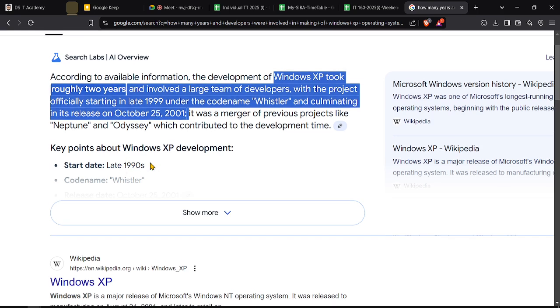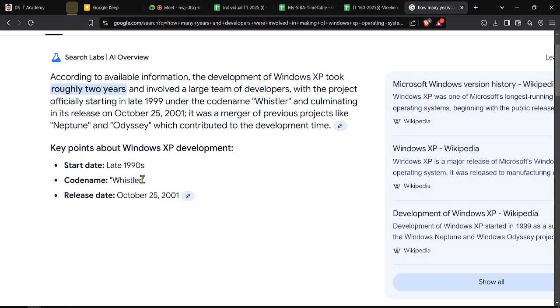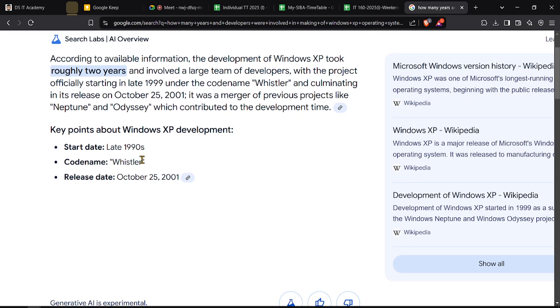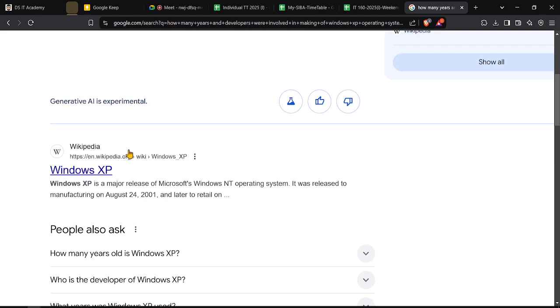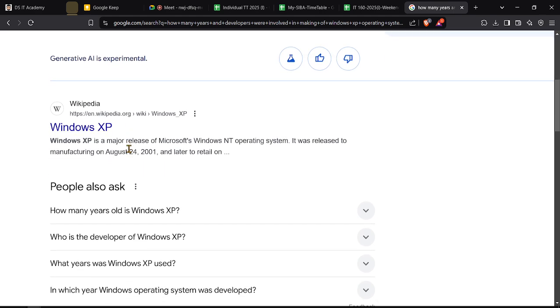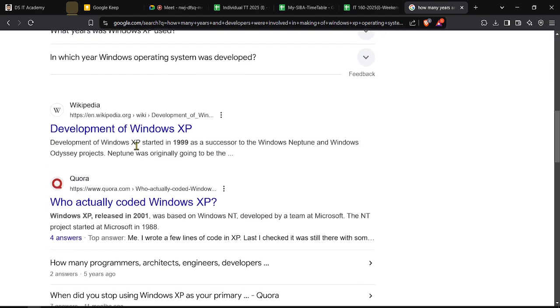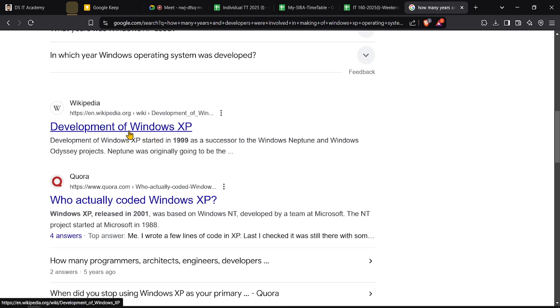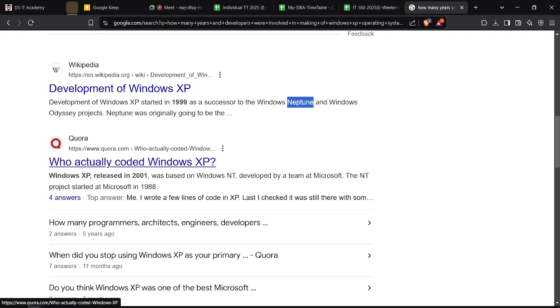Starting dates, key points of Windows XP development here. They have started it in 1990, right? So almost 11 years of development, right? Then we can't get how many developers were involved. Development of Windows XP. It's a successor of the Windows Neptune and Windows Odyssey projects. It means these are the grandparents of Windows XP.